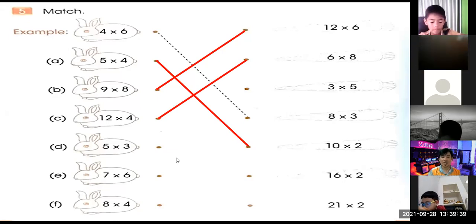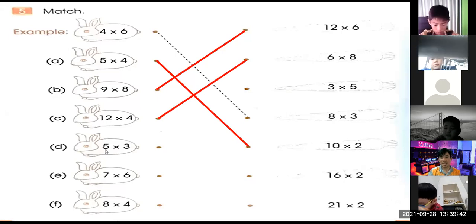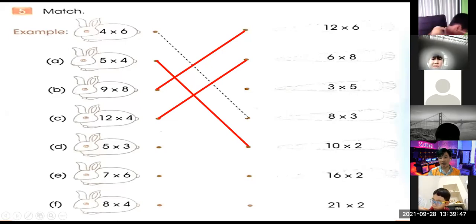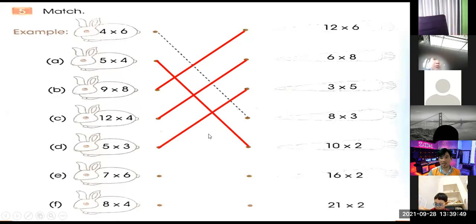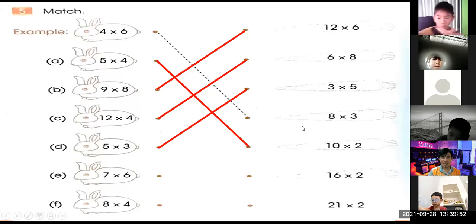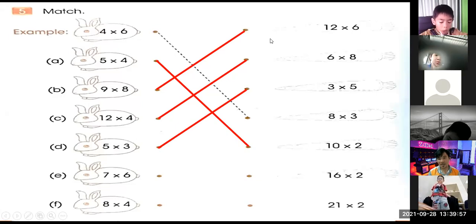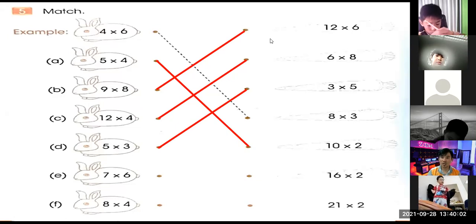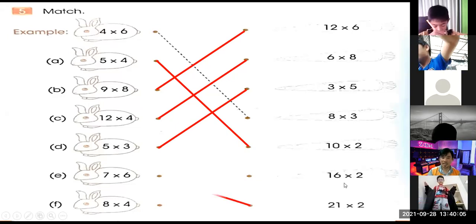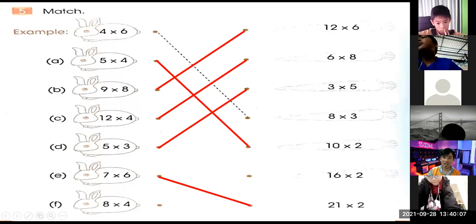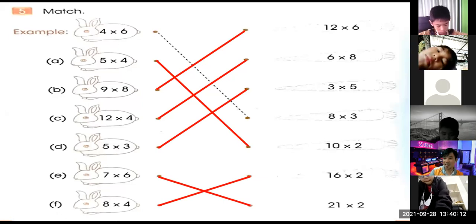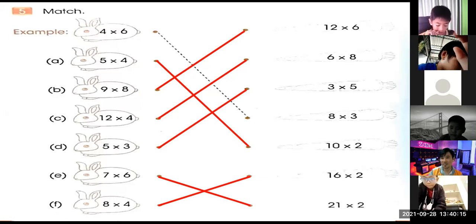48. Now, letter D, 5 times 3 or 3 times 5, right? 3 times 5. Okay, letter E, 7 times 6. 7 times 6 is 42. So 24 times 2 is 42. So that's the partner. And 8 times 4 and then 16 times 2. Okay, so that's it for today.